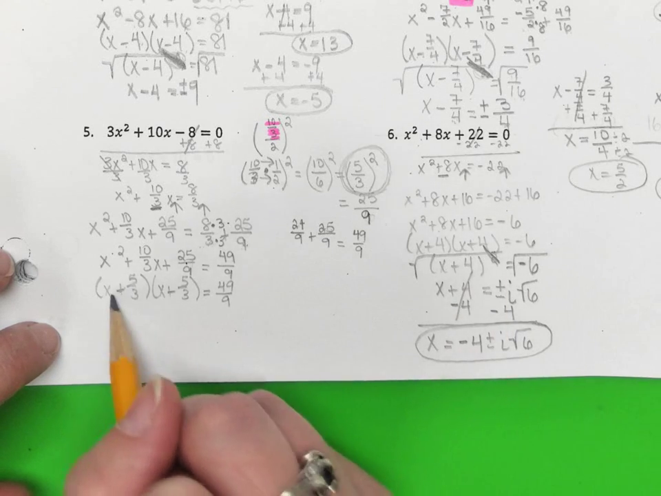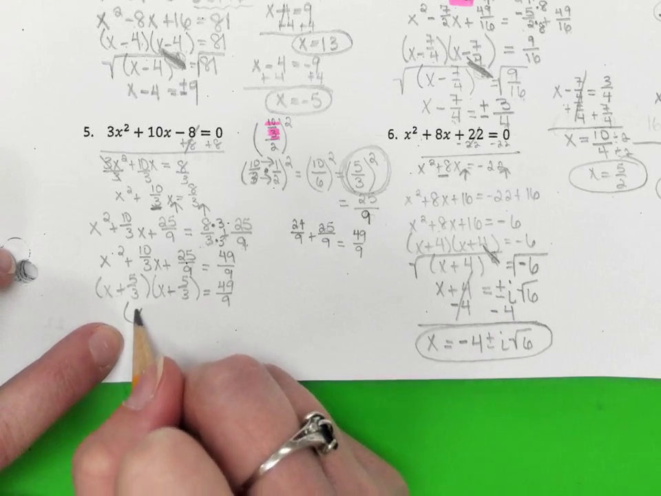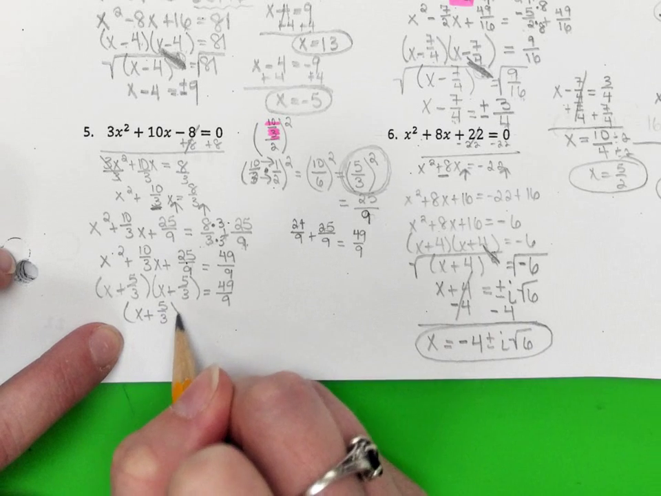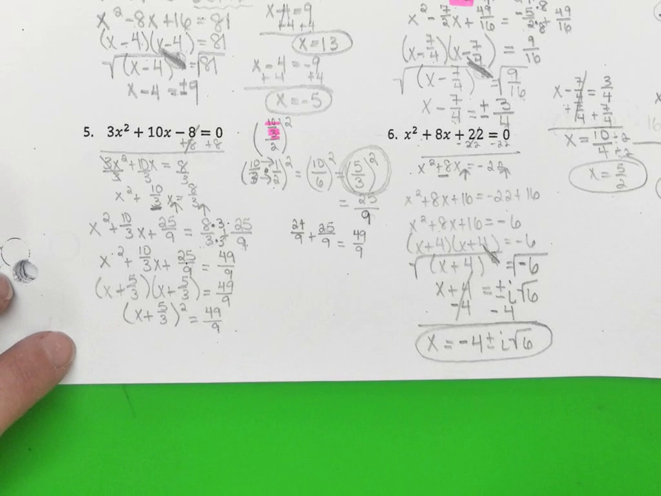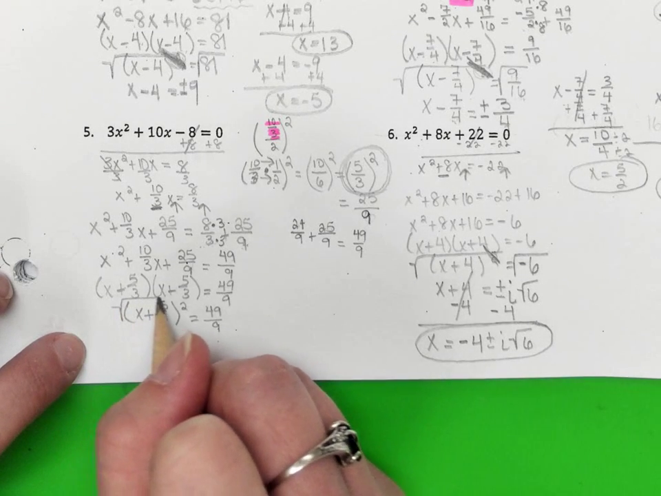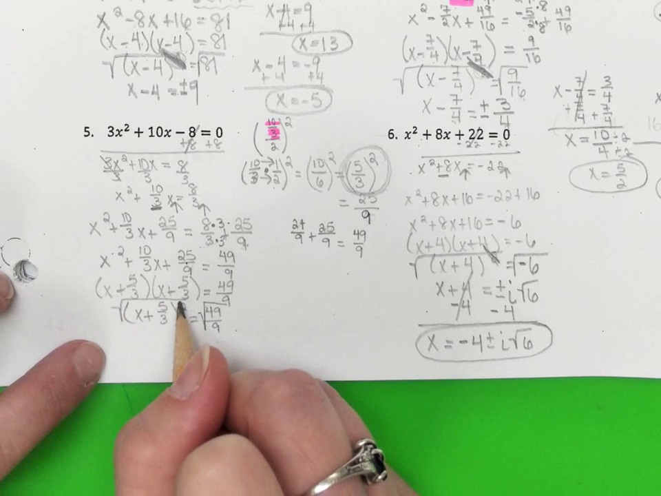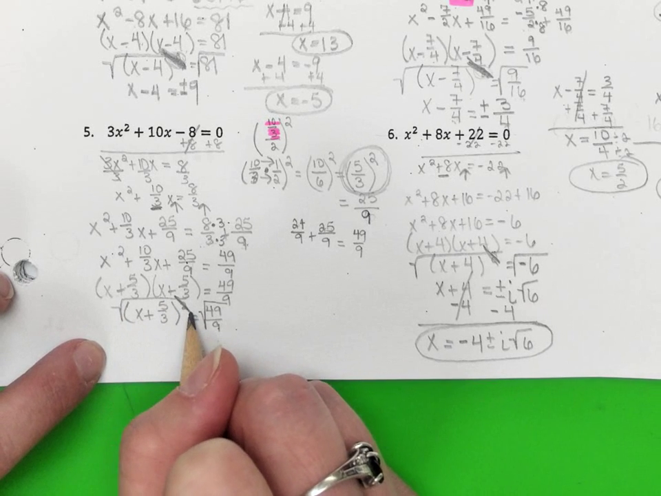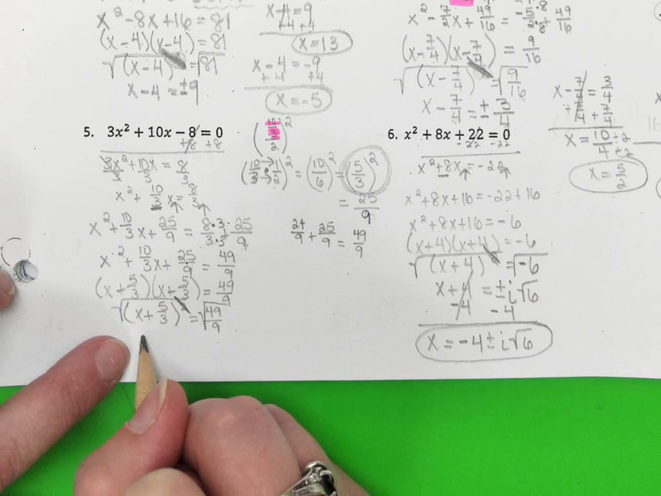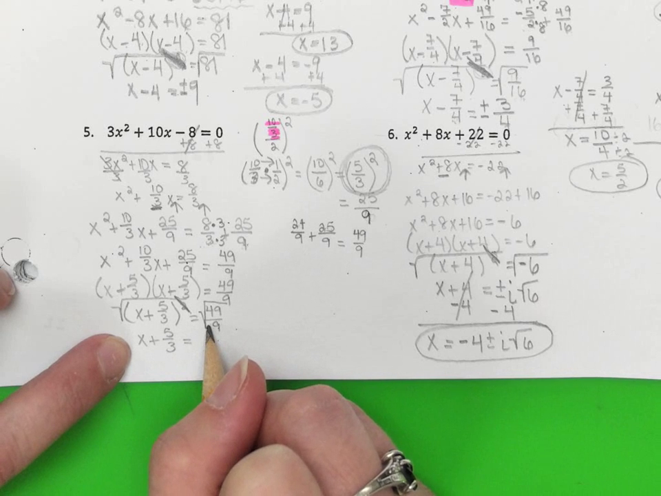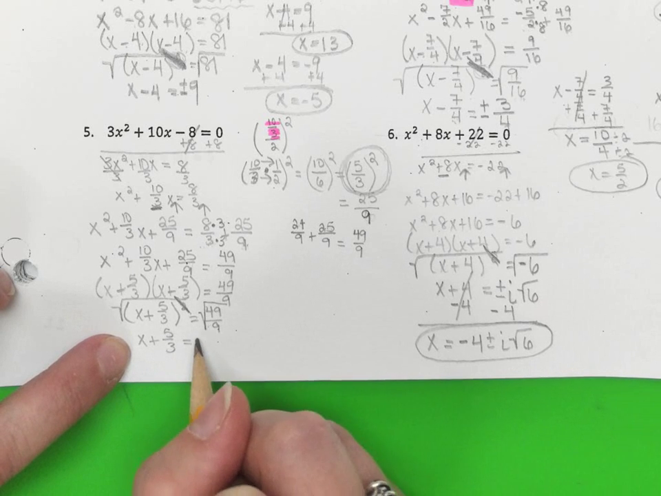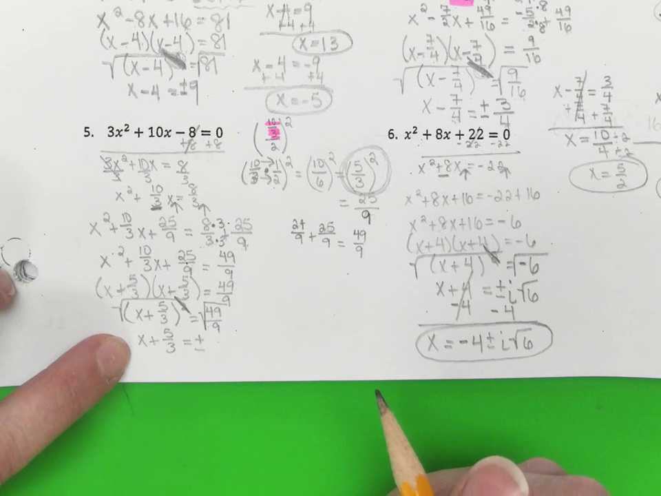All right, how many x plus 5 over 3's do I have? 2. So I'm going to write it squared. Square root, yep. All right, these two right here cancel each other out. So I have x plus 5 over 3. Oh my gosh, I have a square root, so what should I put in the front? Plus and minus.